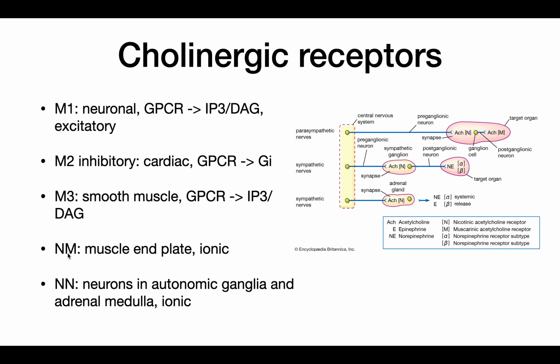The nicotinic receptor is going to be in the muscle end plate, and it's ionic, and the nicotinic neuronal receptors are once again in the neurons. It's in the autonomic ganglia, adrenal medulla, and they're both ionic. So the ionic receptors are going to work a lot faster.